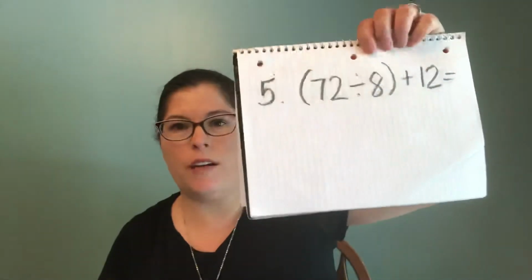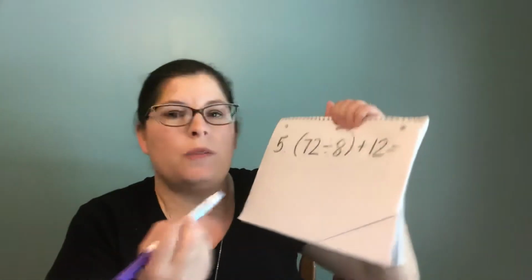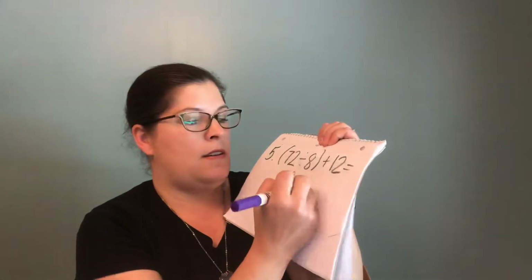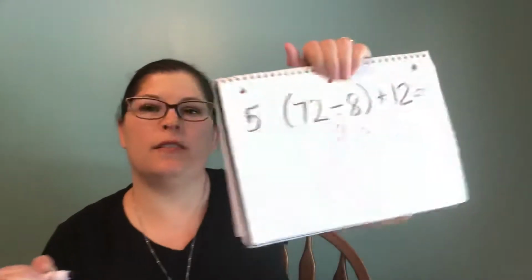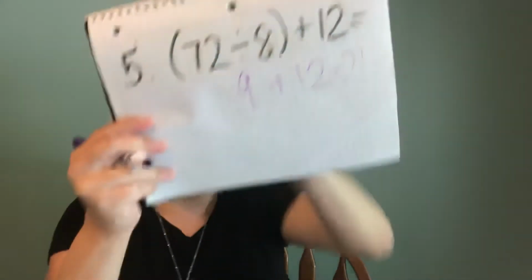And then let's get number 5, 72 divided by 8 in parentheses plus 12. First thing you do is we're going to do what's in parentheses. So 72 divided by 8 equals 9. 9 plus 12 equals 21. All right. But what about something like number 4?